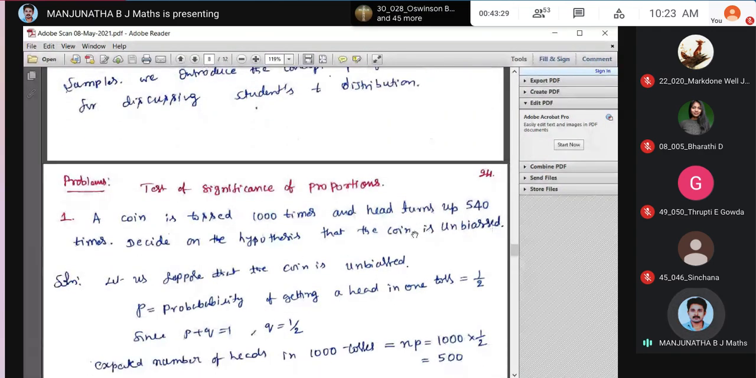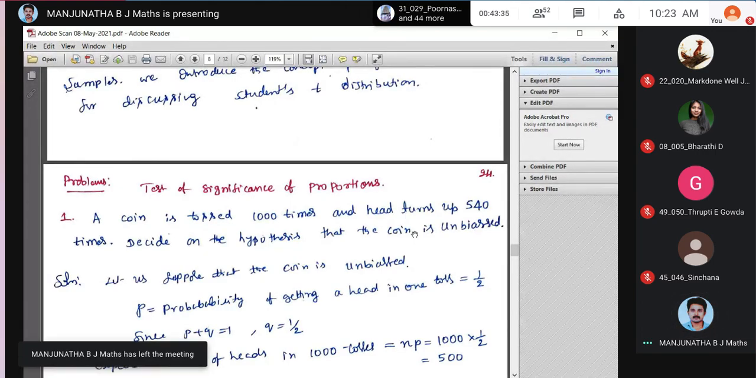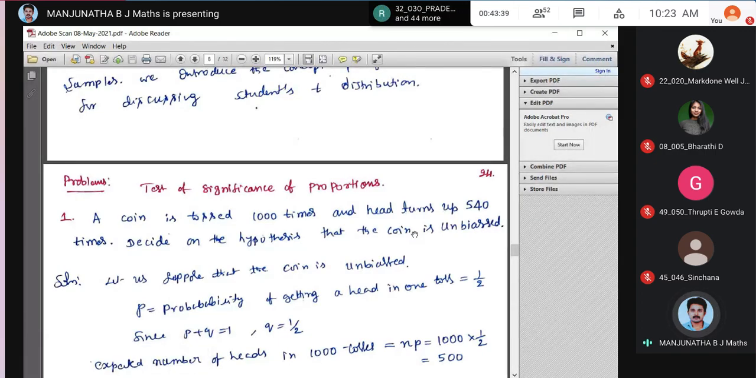Yes, problems. Here we consider the problems on test of significance of proportions, right? So a coin is tossed 1,000 times. I will come back again. We'll start the same problem during the next hour.